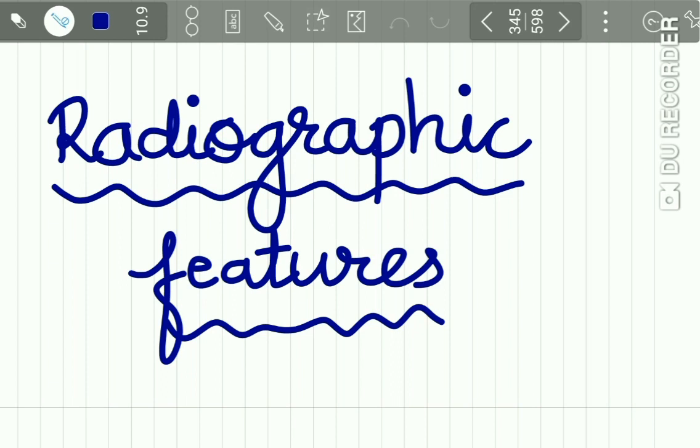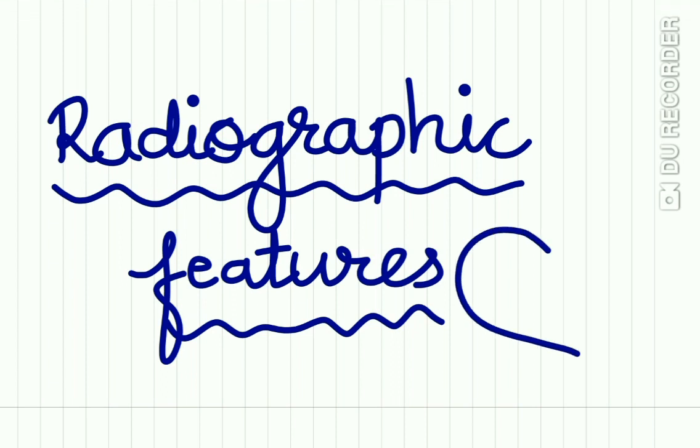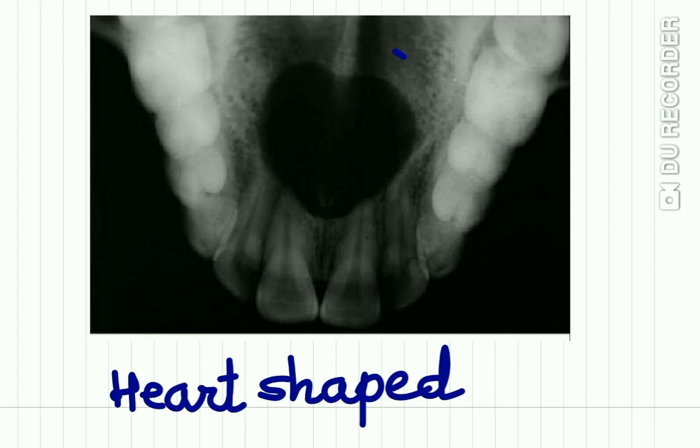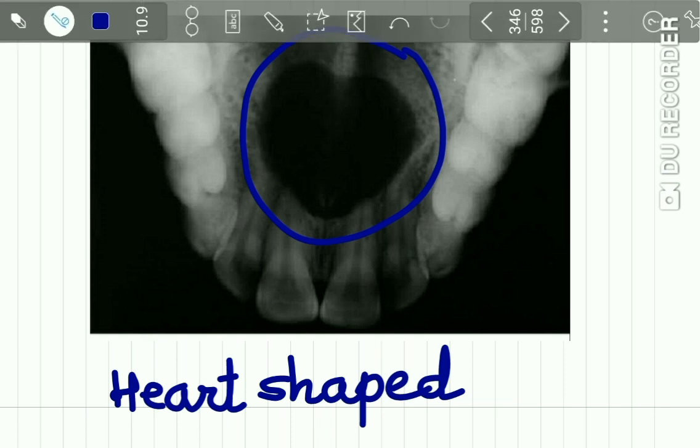Now the radiographic feature: the nasopalatine duct cyst has a characteristic radiographic feature, that is a heart-shaped radiolucency. So here you can see a heart-shaped radiolucency in this anterior maxillary region.